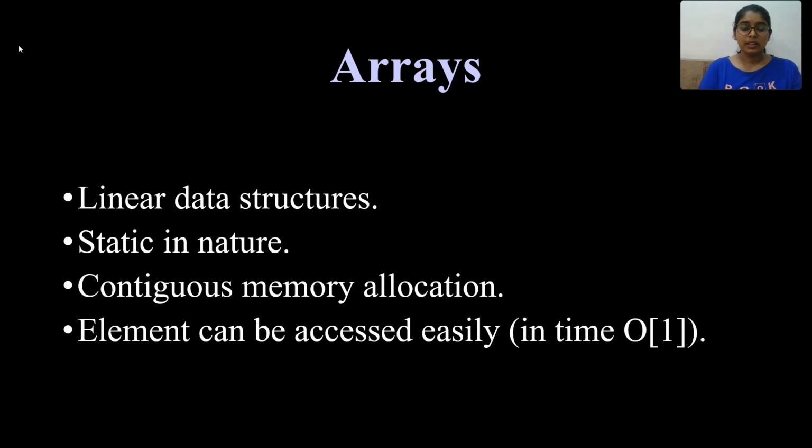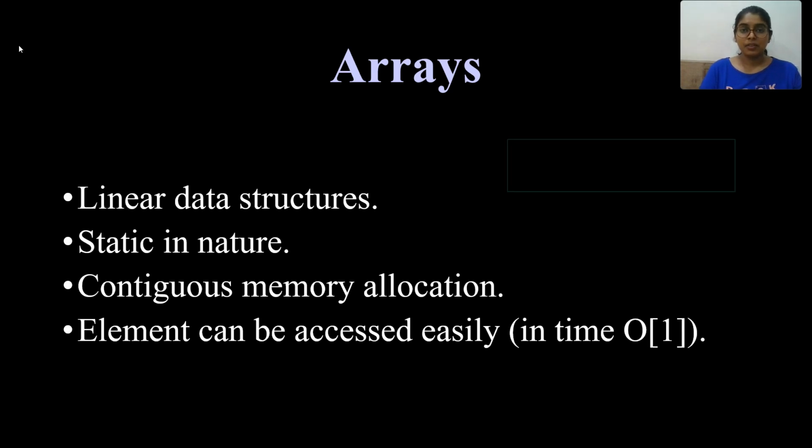Array is a linear data structure, which means that data in array is stored sequentially or linearly. It is static in nature. Memory for array is reserved right when its size is declared in the program. It has contiguous memory allocation, which means that memory for array is reserved consecutively one after the other. Elements can be accessed easily in array, that is in constant time, because the elements are indexed.